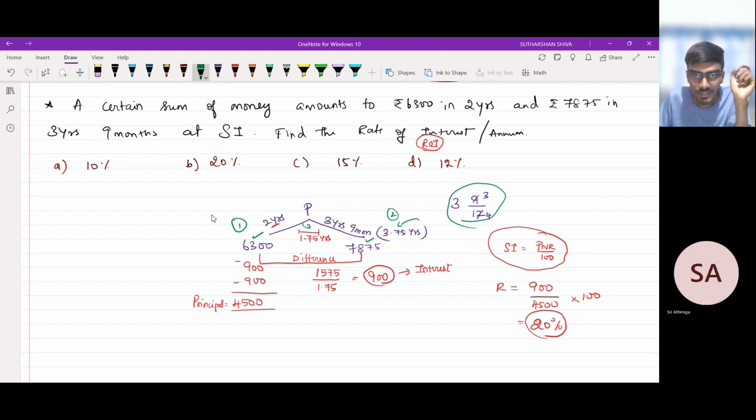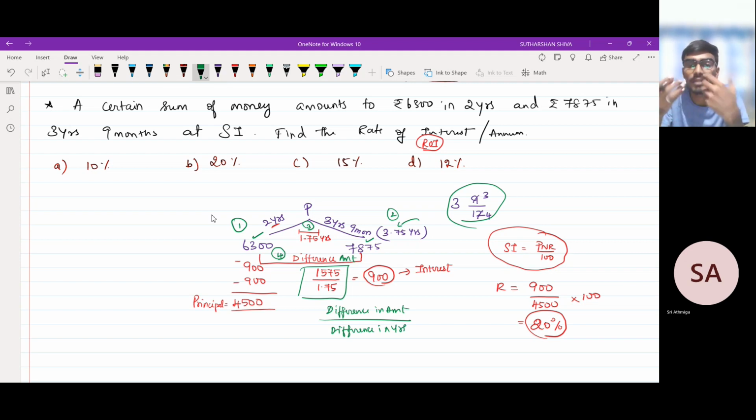Then take the difference of years. Then the fourth step, take the difference of amounts. From this difference, this formula I will write: difference in amount divided by difference in years. You can create your own formulas, whatever method is easy for you, you can choose your own formula.